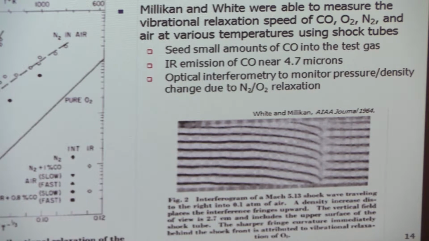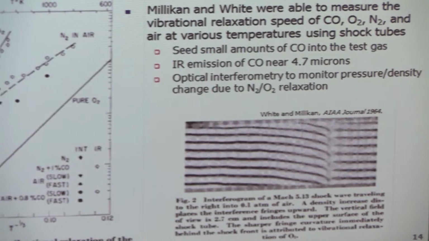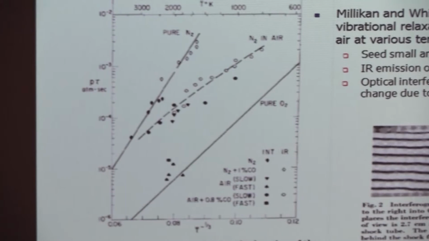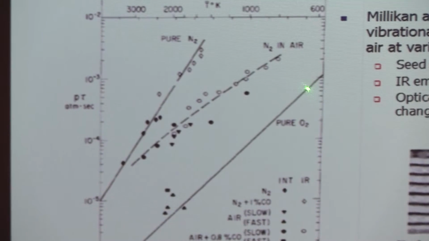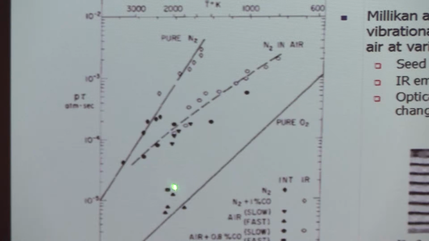So for example, if you had 2,000 degrees, and if you had 1 atmosphere, the time is 1 millisecond. On the other hand, if you did that over here with pure oxygen at 2,000 degrees, you'd be down here at about 10 microseconds. So why is oxygen faster than nitrogen? Because the vibrational energy spacing is smaller, much smaller. The characteristic temperature for vibration of oxygen is about 2,000. The characteristic temperature for nitrogen is about 3,000.